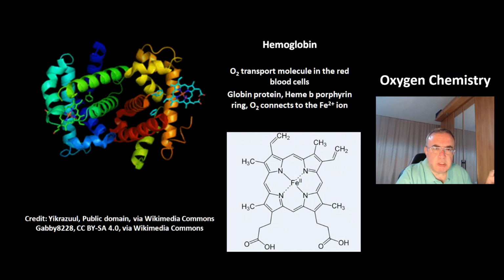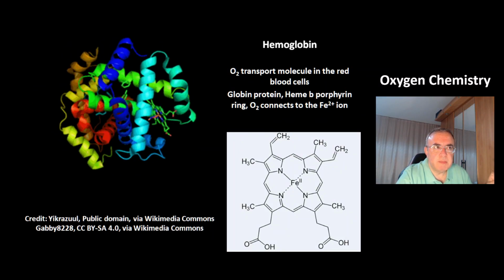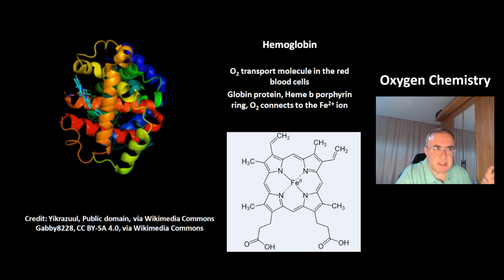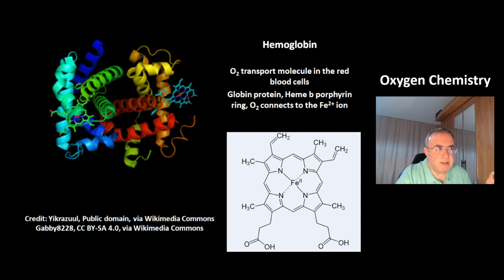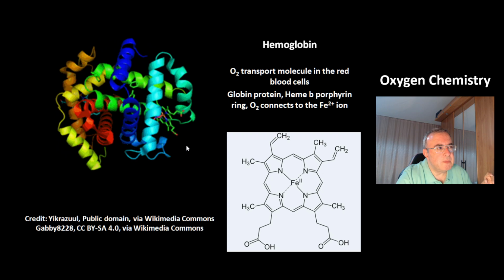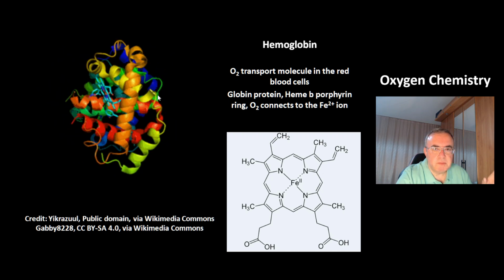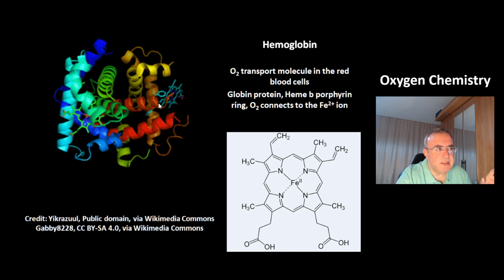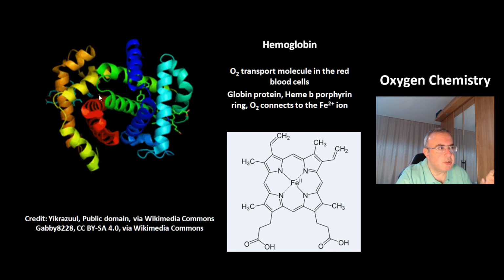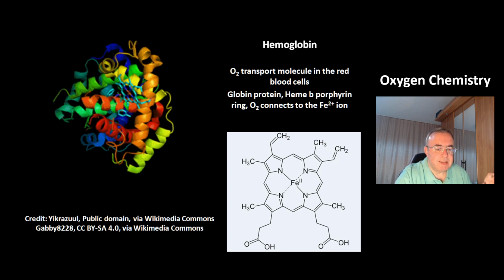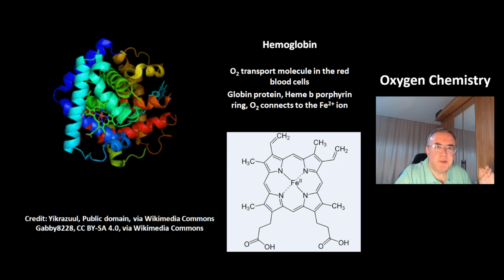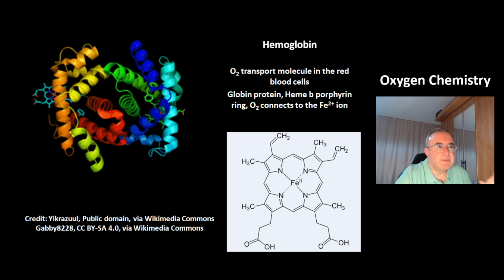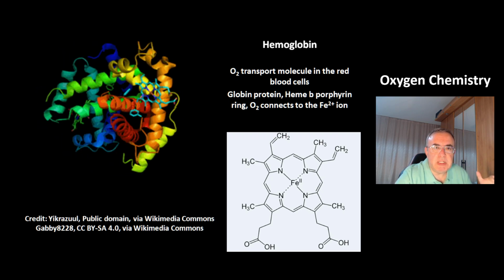This is a transport molecule in the human body, that's hemoglobin. It is in the red blood cells. At the left, you can see the structure. It has a spiral structure part, and you can see here is a flat structure. The spiral structure is the protein globin, and this flat part is the Heme B porphyrin ring.